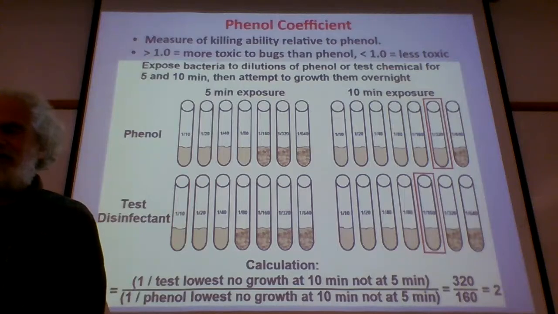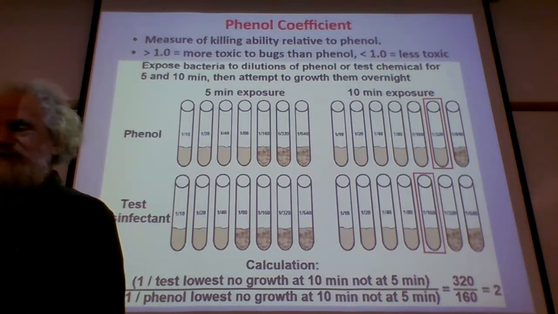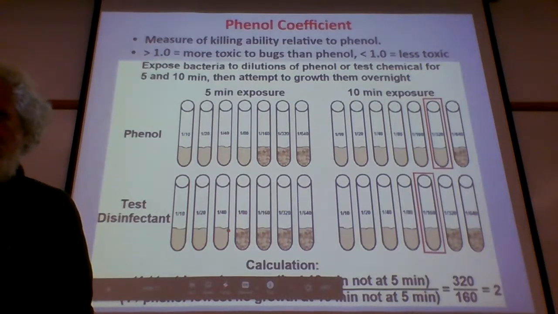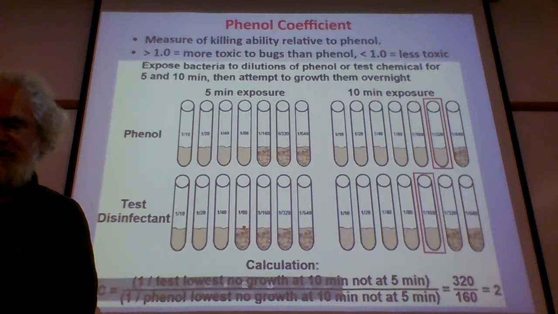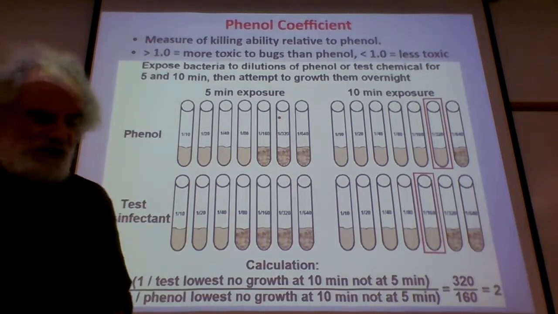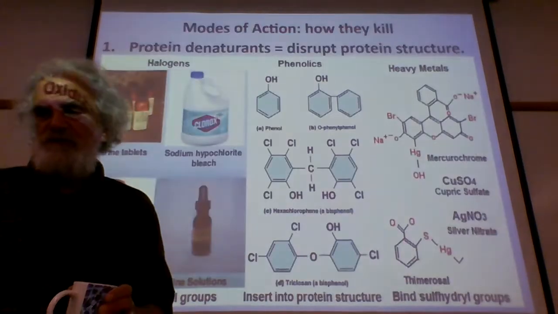So greater than 1 means it's more toxic to the bugs than phenol. Less than 1, it is less toxic. And so this is something that is going to be actually more toxic. And you can just sort of eyeball it here, is that the disinfectant is killing stuff at a lower concentration. These are a bunch of different dilutions of the disinfectant than the phenol is. So that's a way of standardizing different kinds of disinfecting agents.